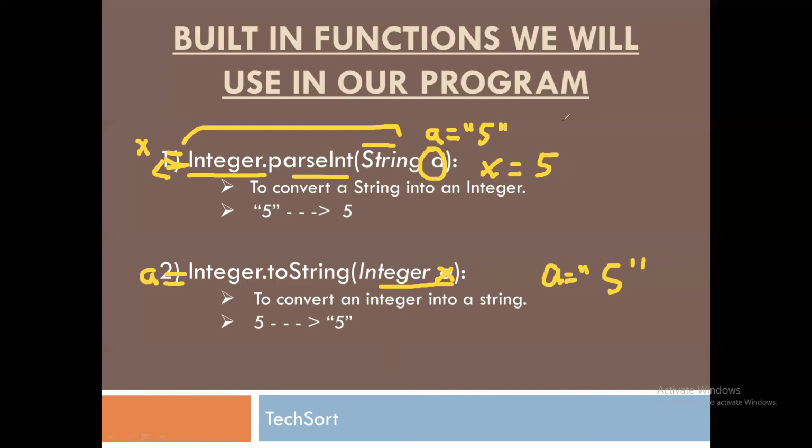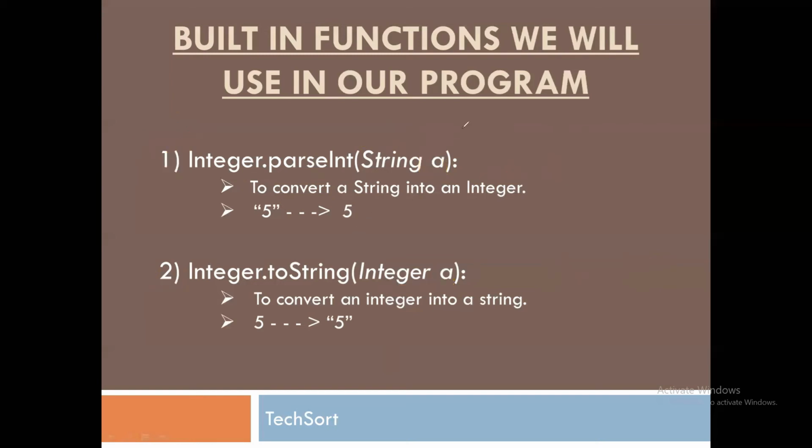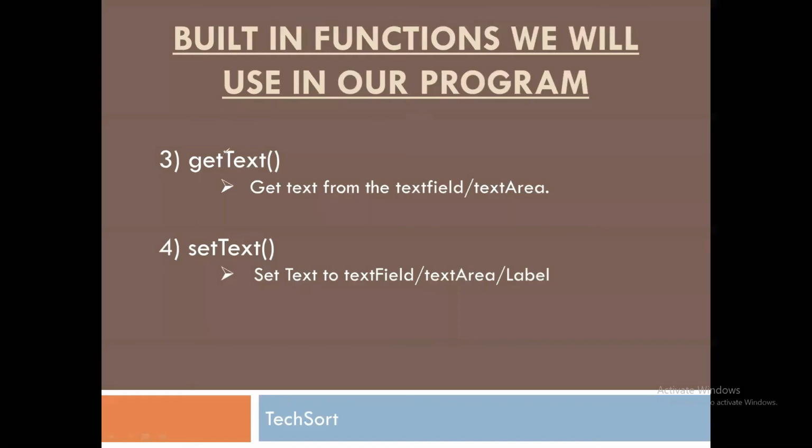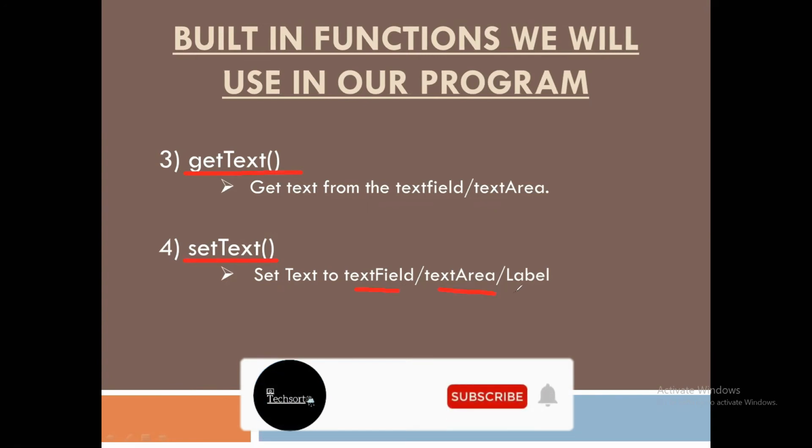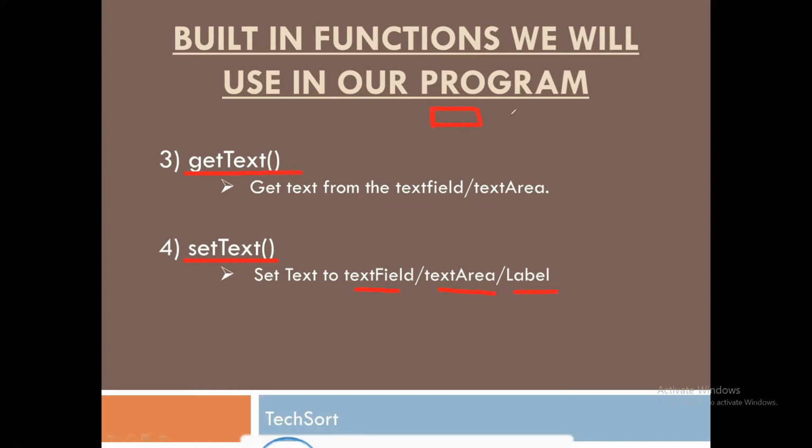Now how to get data from the GUI? There are two functions by which we can get and set the data to my GUI. We can get the data from the GUI with the function getText and set the text to a text field, text area, or label through setText. For example, this is my GUI.